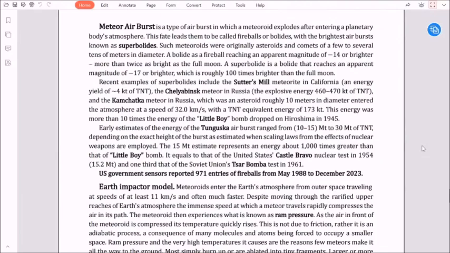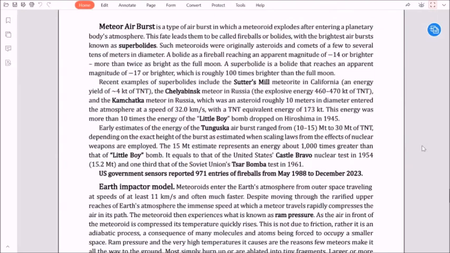A bolide is a fireball reaching an apparent magnitude of minus 14 or brighter, more than twice as bright as the full moon. A superbolide is a bolide that reaches an apparent magnitude of minus 17 or brighter, which is roughly 100 times brighter than the full moon.